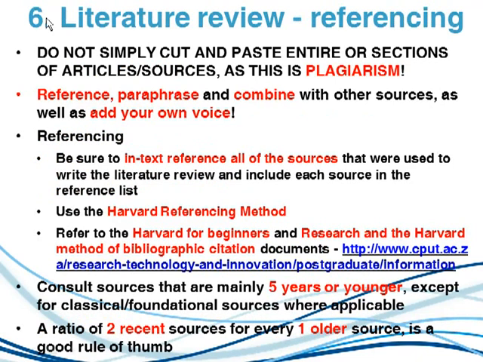But what you can do is reference, paraphrase, and combine with other sources and add your own voice. So take 10 sources, put them together, mix it up, use synonyms, paraphrase, add your own voice, and your Turnitin will be 0%. But I do not allow my students to give one paragraph from one source. I want to see at least 2, 3, 4, or 5 sources for each paragraph. But you cannot have one paragraph with one source.